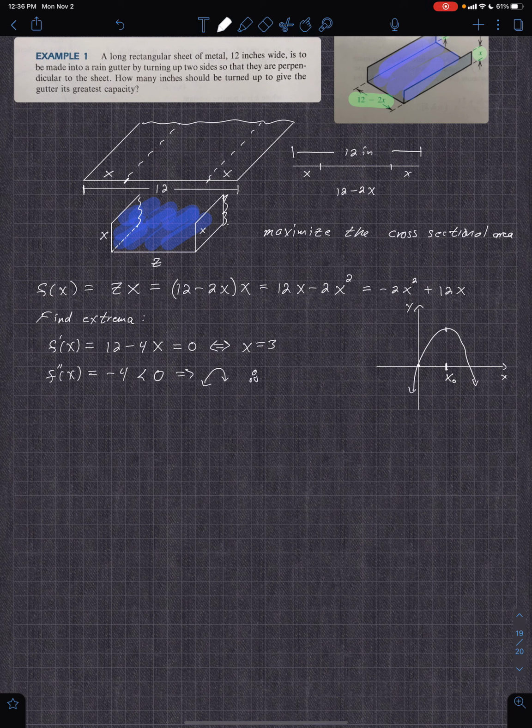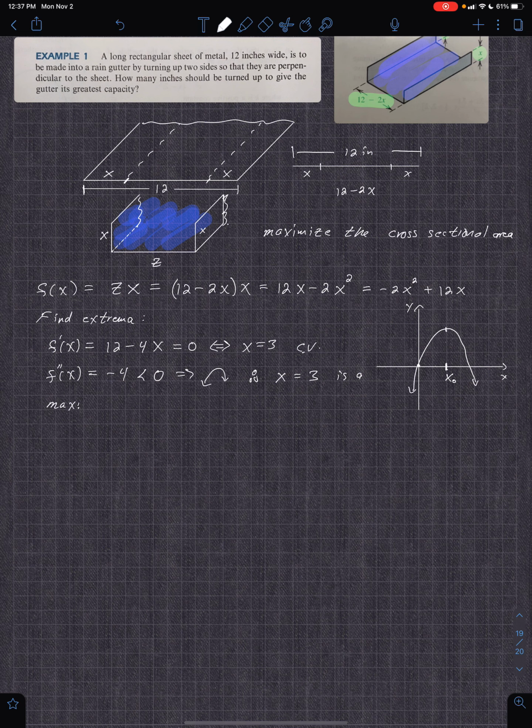So therefore, x equal to 3, which is a critical value, right? That's our CV. And it's always concave down, so that critical value must be a local max. So we'll just say maximum. It's a local max, but it's also the absolute maximum. Okay.